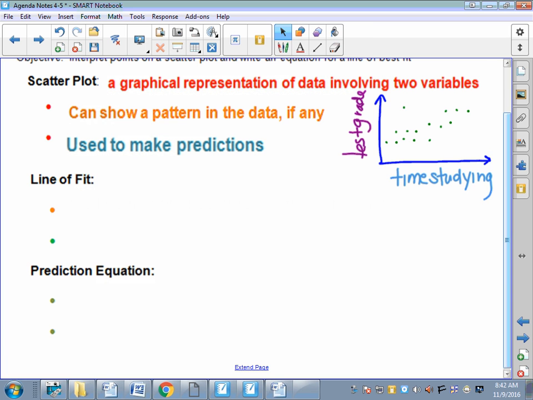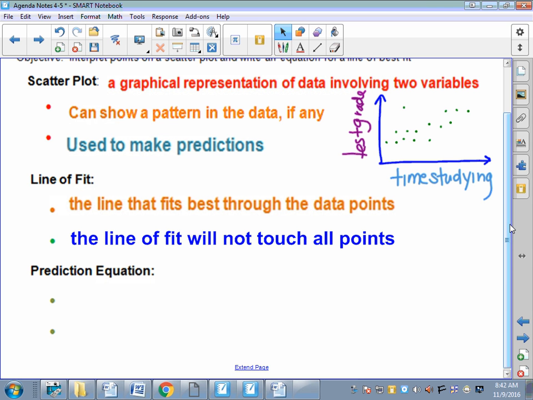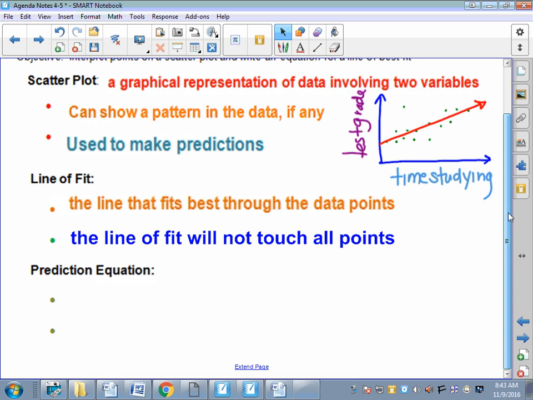So a line of fit is a line that fits best through the data. It will not touch all the points. So it looks like in my time studying and test grade, there might be a line that fits through like that maybe. We can't be real exact. They don't form a nice, neat line like all of our linear equations have, but it sort of looks like it fits through there. And there's a couple that are way out, a little high, a little low, but it looks like it fits through there. So that would be our line of fit.